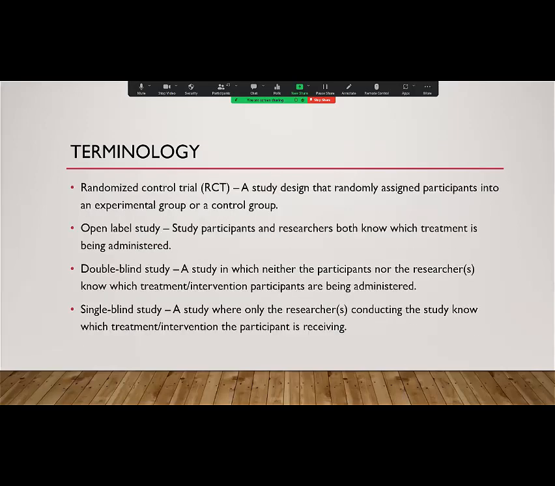We have other terms, including randomized controlled trial, which, if you are unfamiliar with this, is a study design that randomly assigns participants to either one arm or the other. And it could be single or double blind. An open label study is when study participants and researchers all know what the intervention is, what's being received. Double blind is when neither participant nor the researchers know, and a single blind is when only the researchers know which intervention is being received by which participant.